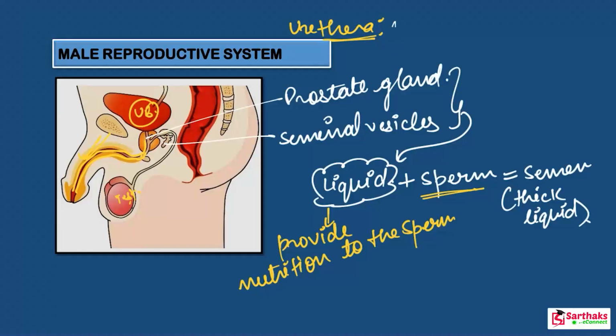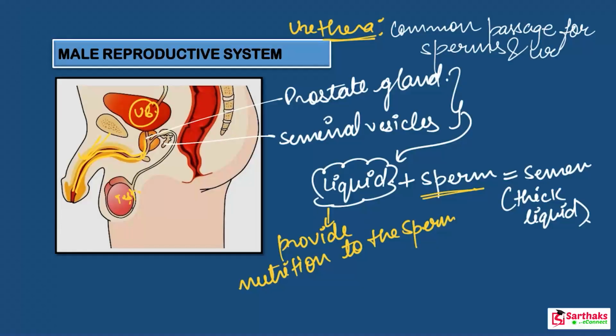Okay, so write down this is the common passage, the common passage for sperms and urine also. The urethra carries the sperm to an organ, and this organ is known as the penis.